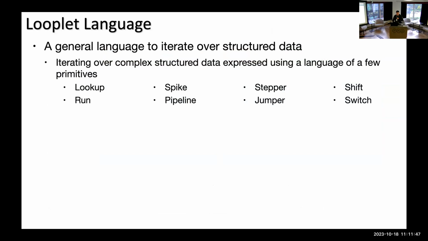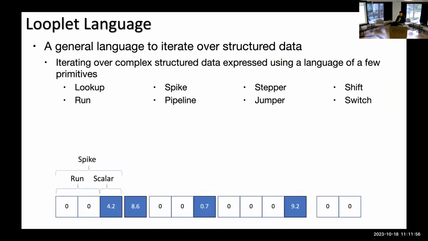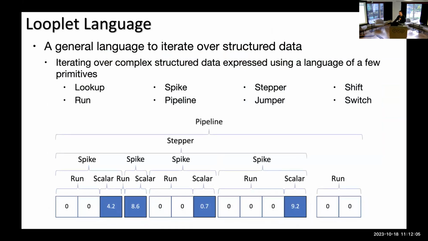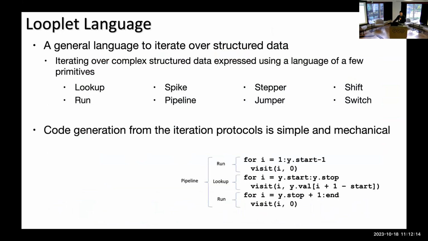So looplet language is a general language to iterate over structured data using these 8 primitives. Here is an example. This array can be iterated in this way using different combinations of primitives. Here stepper is like a for loop, and pipeline is like a concatenation. And code generation from these iteration protocols is pretty simple and mechanical. Here, iteration protocol means an infrastructure to express some data structure using these 8 primitives.